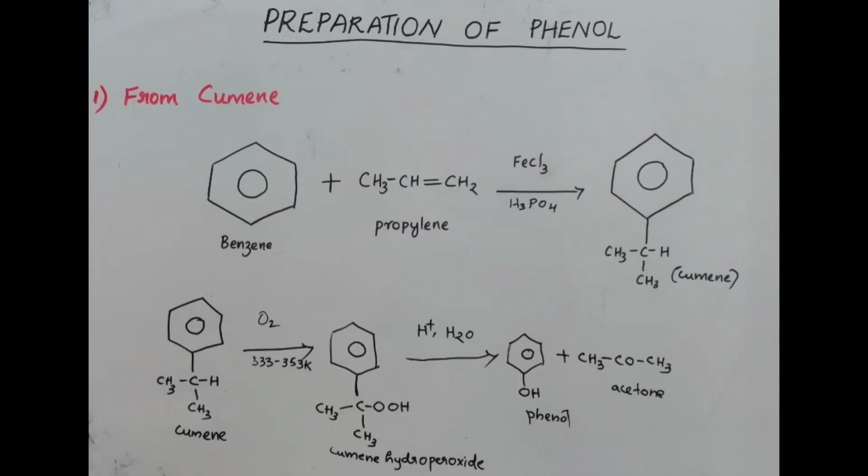This process, the synthesis of phenol from cumene, is most widely used in industry. It is the most accepted process. This method is very successfully used in Hindustan Organic Chemicals, situated in Alwar, for the preparation of phenol and also for the preparation of acetone. I have already told you.